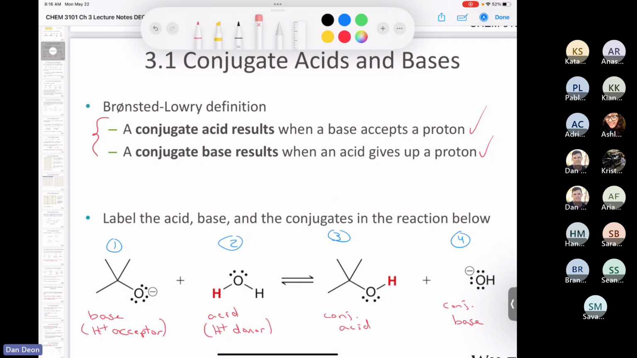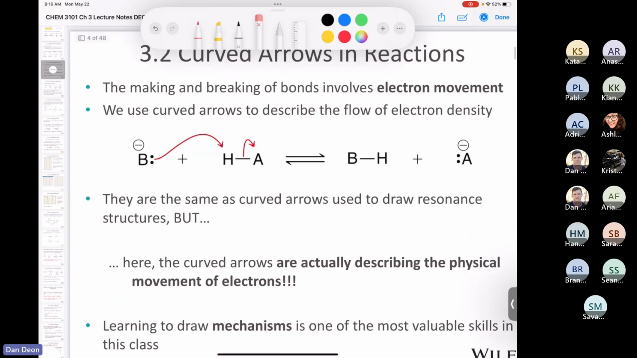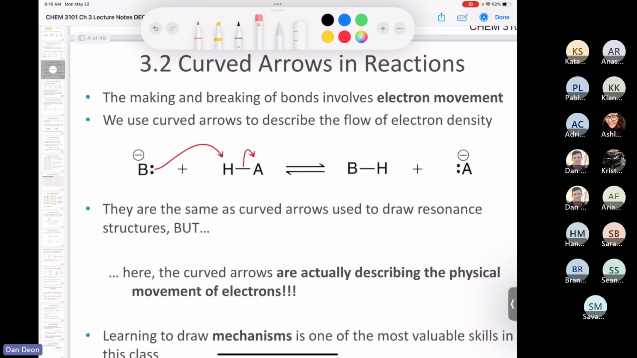Give me a thumbs up if you follow me on acid, base, conjugate acid, and conjugate base, because now we're going to spice things up a little bit, and we're going to get into curved arrow notation in representing a reaction. All right, cool. That's great. Well, let's move on to section 3.2, which deals with curved arrows in reactions. In chapter 2, we didn't look at any reactions.